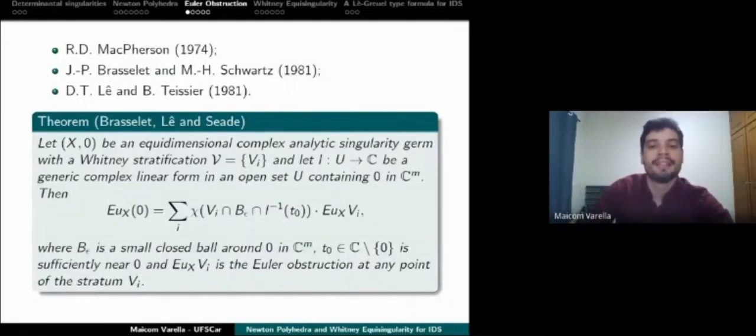So let X be an equidimensional complex analytic singularity gem with a Whitney stratification V, and let L be a generic complex linear form in an open set U containing 0 in C^n. Then the Euler obstruction of X at 0 is given by this formula.